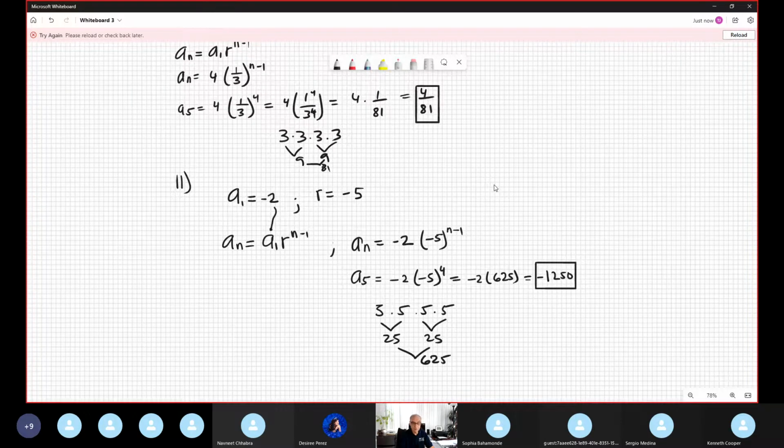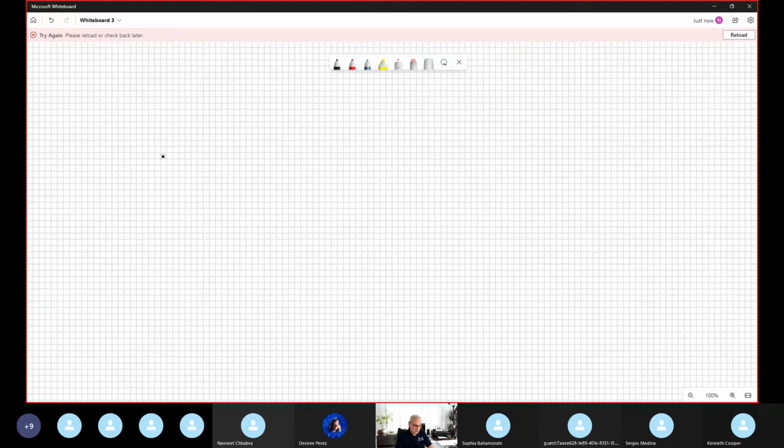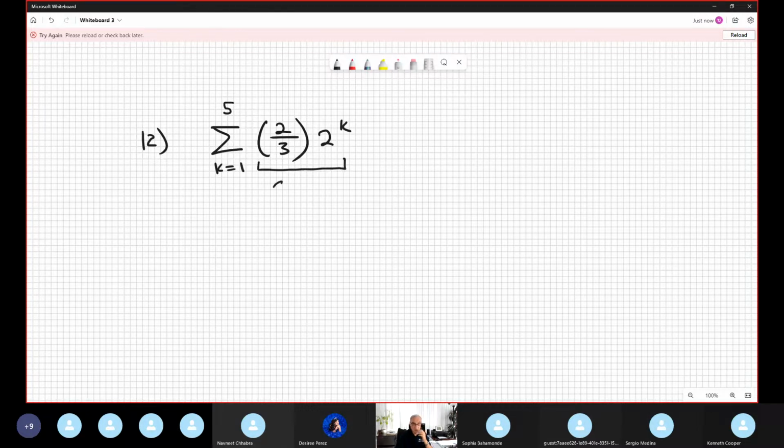Okay. 12. Well, 12 is a little bit more tricky because it is a summation from k equals 1 to 5 of 2/3 raised to the 2k. First, you identify that the sequence inside the summation is geometric.